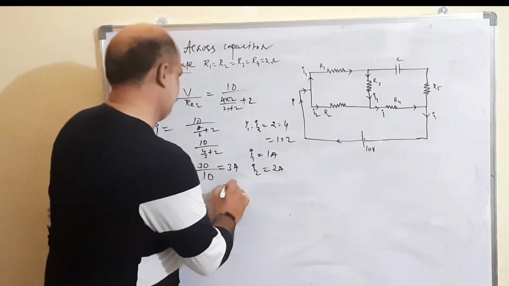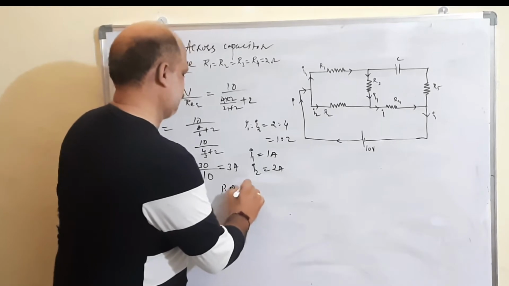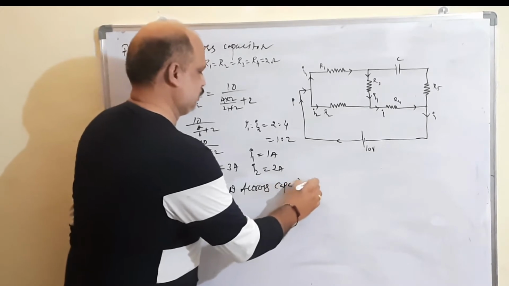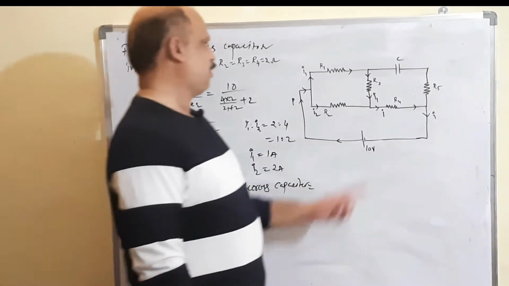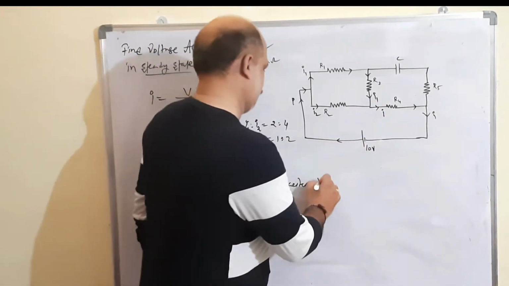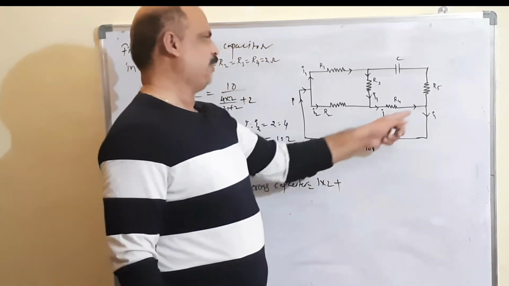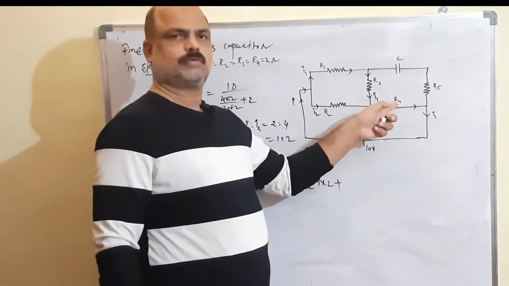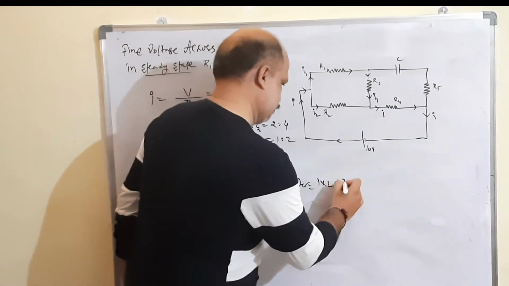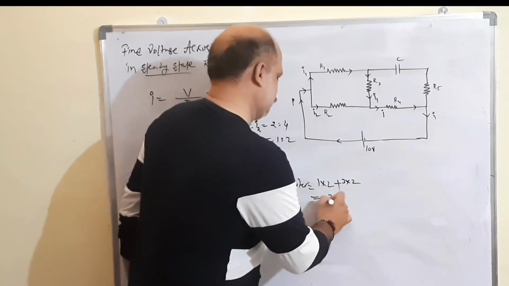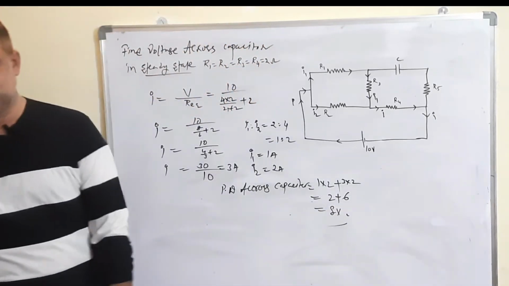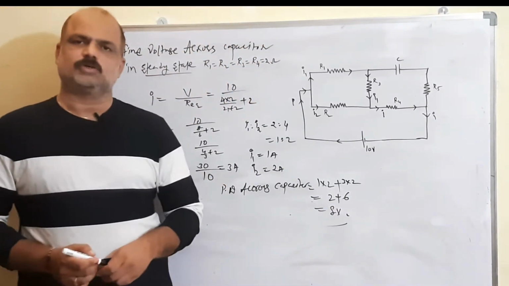Now potential difference across capacitor is equal to, here how much is the value of I1 current? I1 current is nothing but 1 ampere. So 1 into 2 plus, what is the total current through R4? 3 amperes. So 3 into 2. So 1 into 2 plus 3 into 2 is equal to 6 plus 2, that is equal to how much value we get? 8 volts. So our option is 8 volts.